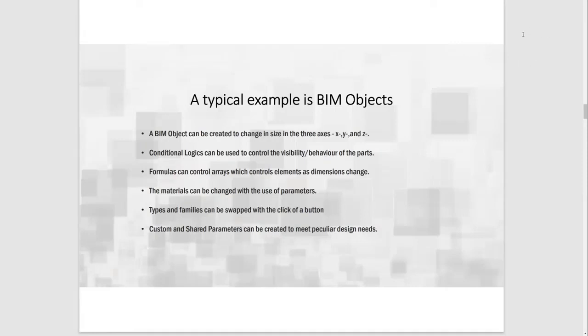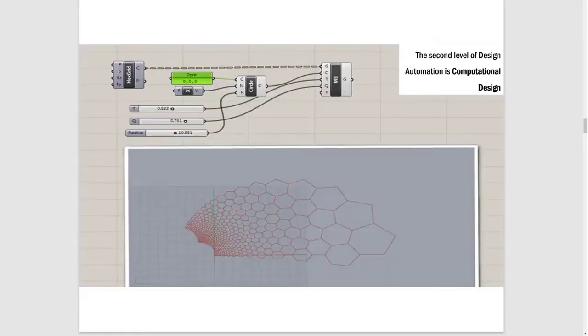You can even use formulas to control arrays, and then these arrays can also control the number of elements as the object dimensions change, and the materials applied to these objects can be changed with the use of parameters as well. You can even change the types and the families of these objects with the click of a button, and each of these types have their own unique parameters. You can even use custom and shared parameters to meet your particular design needs. So all this is the beauty of parametric modeling workflow when you compare it to generic modeling workflow.